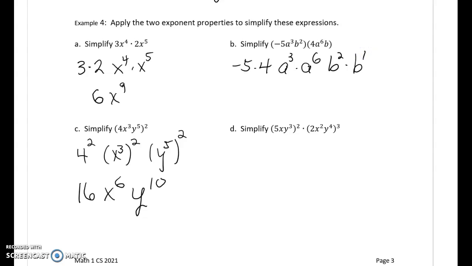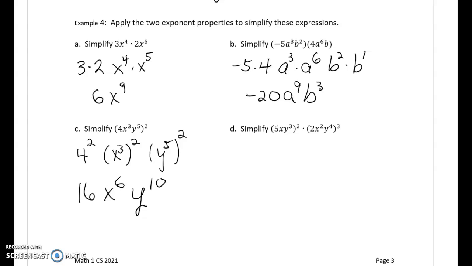All right, so again, doing a little rearranging so that I can see what I'm actually going to multiply and where I'm going to use an exponent rule. Keep the base, add the exponents. Keep the base, add the exponents.